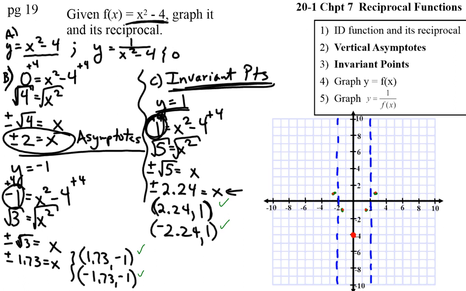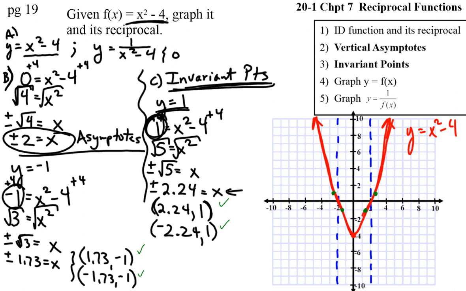The asymptote is not a problem because the asymptote is for my reciprocal graph. For my function, my graph needs to pass through the invariant points, hit my vertex, and pass through the invariant points. So that's my y equals x squared minus 4 graph. But I still need to finish my graph for the reciprocal.